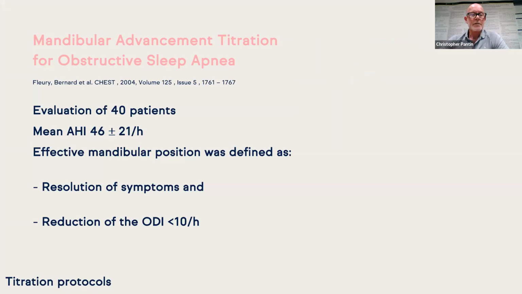Okay, this study was looking at mandibular advancement titration. In this case, it was 40 patients, mean AHI 46, which is actually very high. They're severe sleep apneics. Effective position was defined as resolution of symptoms and reduction in ODI to less than 10 events per hour. As a rule of thumb, an ODI almost goes parallel with AHI. So we'd be looking for an ODI of less than 5, just like with AHI, we're looking for an AHI less than 5.